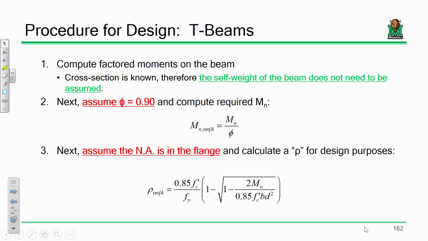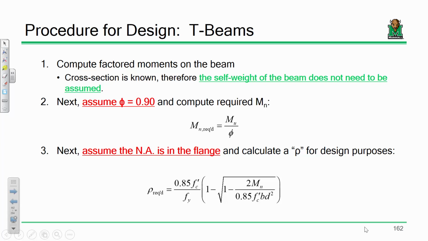Remember, the one sticking point with concrete beam design, and this is the same thing with steel beam design, is that whenever you're designing a beam, you have to know the self-weight of the beam. And if it's an unknown cross-section, you don't know how heavy the beam is because you don't know what the beam looks like. But we don't have that problem here, so we don't have to assume the self-weight. Now, we do have to assume that phi equals 0.9, so that's something we would have to go check at the end.